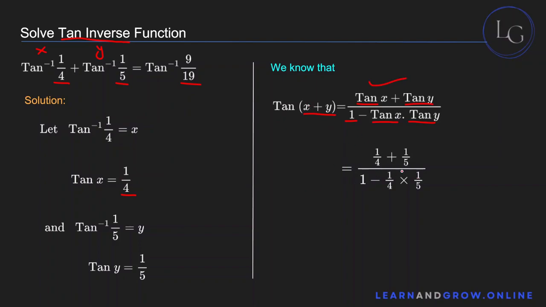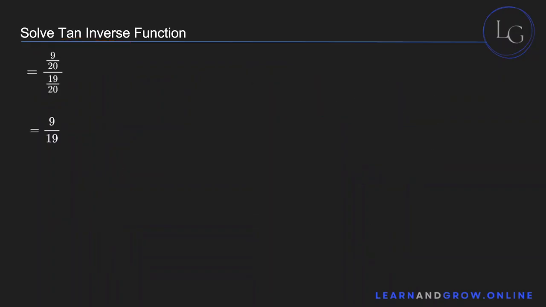So, tangent of x plus y is equal to 1 by 4 plus 1 by 5 over 1 minus 1 by 4 into 1 by 5. So this turns out to be equal to 9 by 19. So x plus y is equal to tangent inverse of 9 by 19, right?